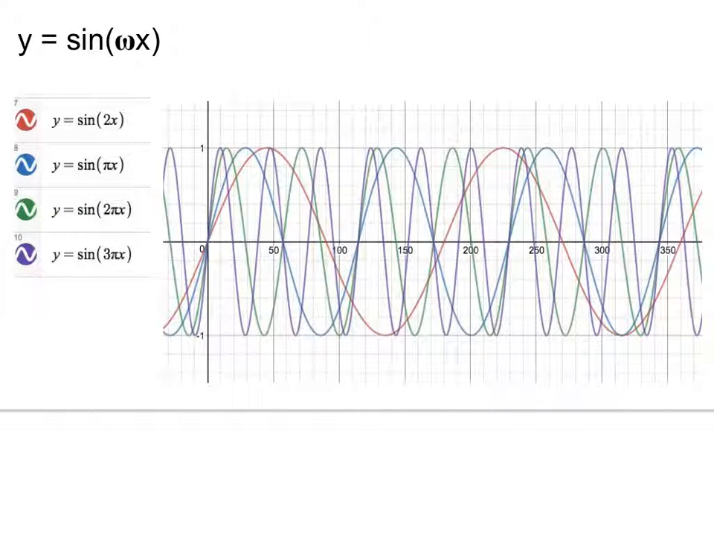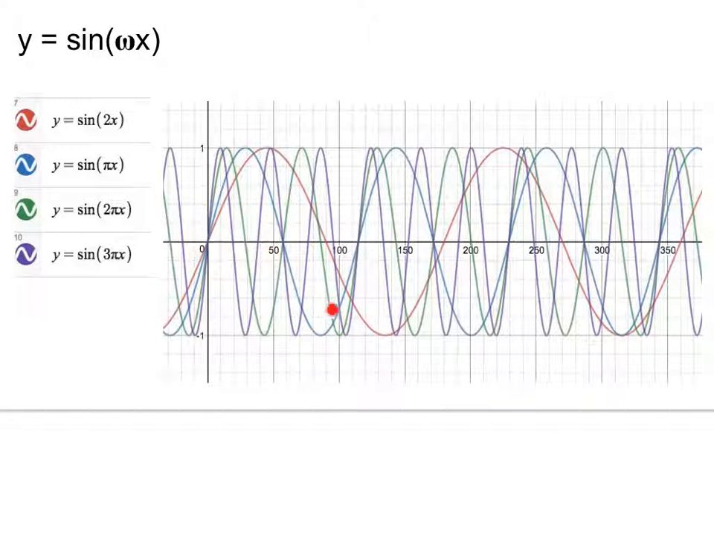This one was really messy, but I just wanted to go through it because it was just a lot to see, but it's okay. Again, the red one is just my basic sine function that we've been putting on every single slide to compare. Now, if I have sine of pi x, this is the light blue one, I'm right here.